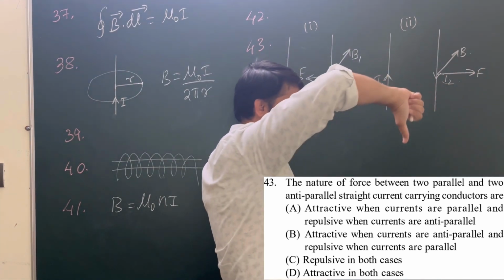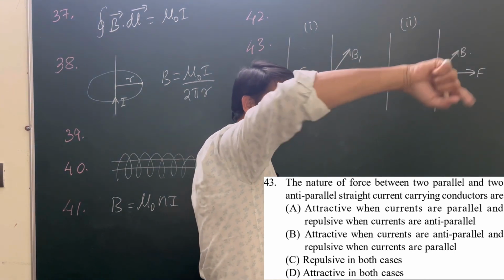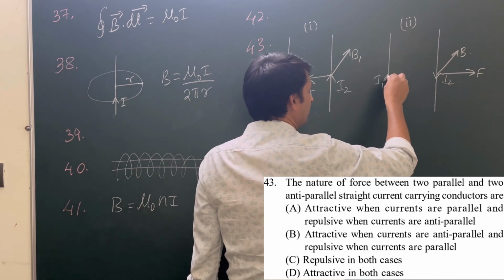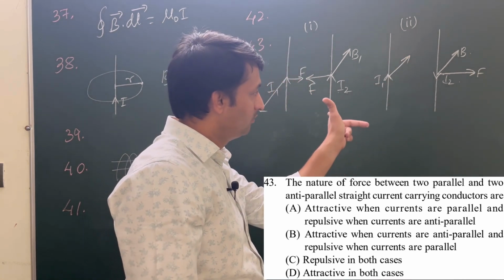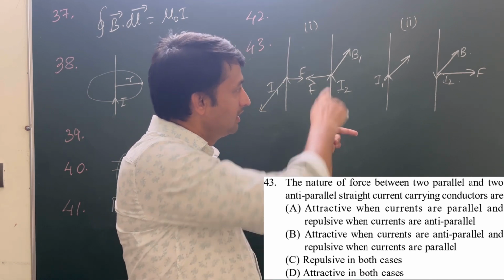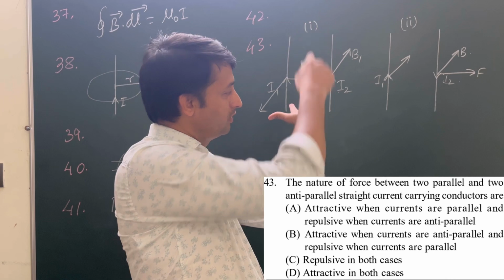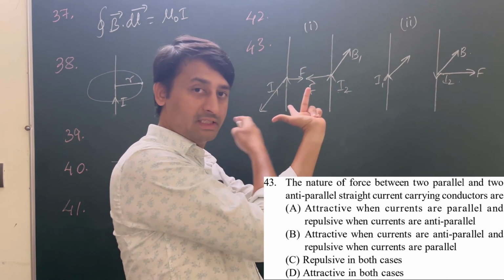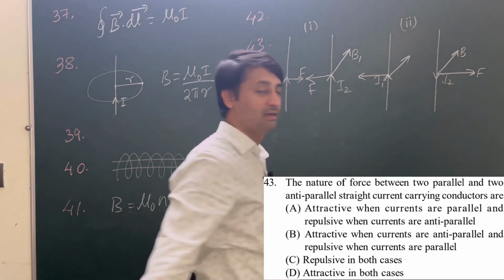For the other conductor, the current is downwards, so the magnetic field is in this direction. The magnetic field is inwards and the current is upwards, so the force is in this direction. There is a force of repulsion.